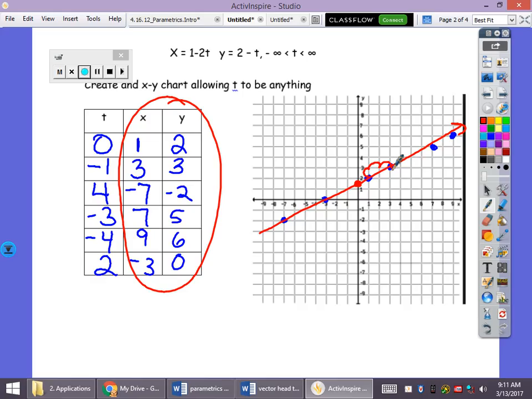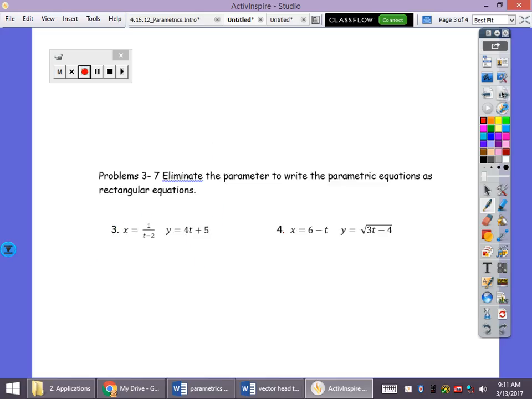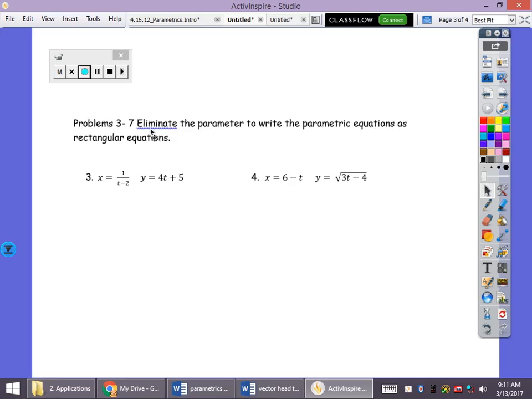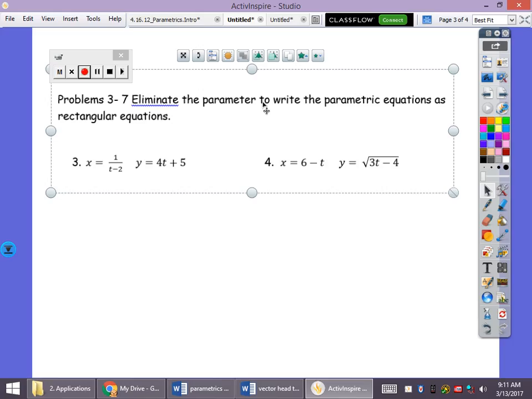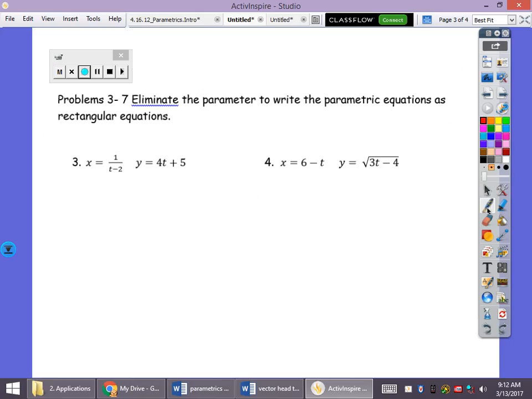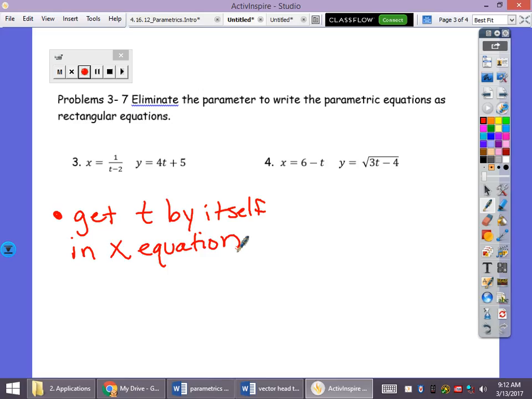Okay? So you have two problems at the bottom of your page, number 3 and number 4. Can someone please repeat the steps before you go? What do we do? Get t by itself in the x equation, and then what? Then sub into the y equation.